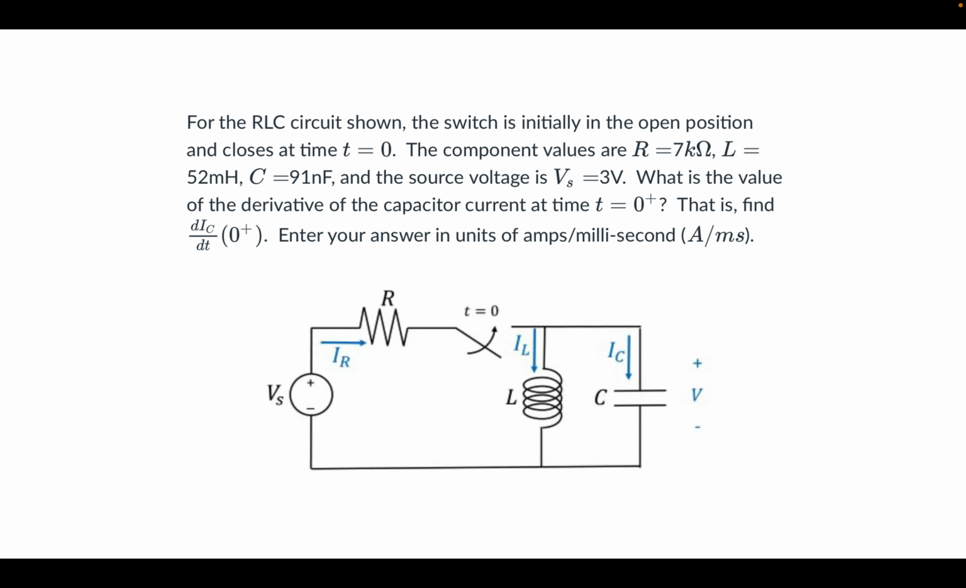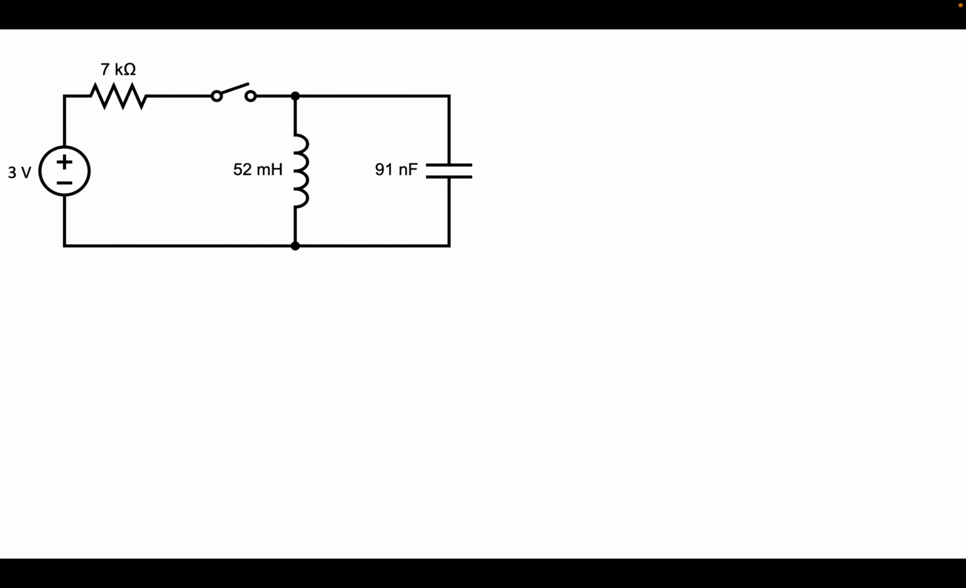Hey y'all, I'm going to walk you through how to find the initial conditions for an RLC circuit. We're asked to find di_C/dt of 0+ for a parallel RLC circuit as shown. I went ahead and redrew the circuit and labeled the parts.